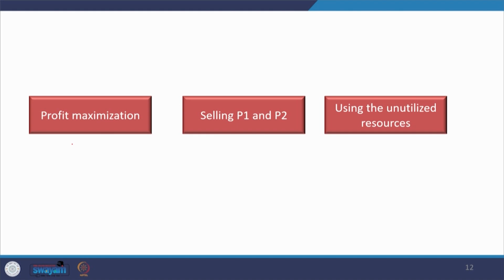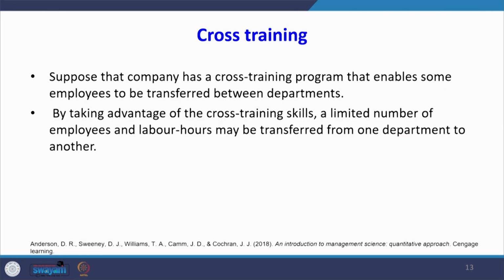So, we are going for the profit maximization type. We can maximize the profit by knowing how many units of P1 and P2 have to be produced. Apart from this, profit maximization can be done by selling P1 and P2 units plus using the unutilized resources. The whole agenda for this lecture is: yes, we are making profit by selling P1 and P2, but there are some unutilized resources in some departments. How can those unutilized resources be utilized and the profit maximized? That is the objective.